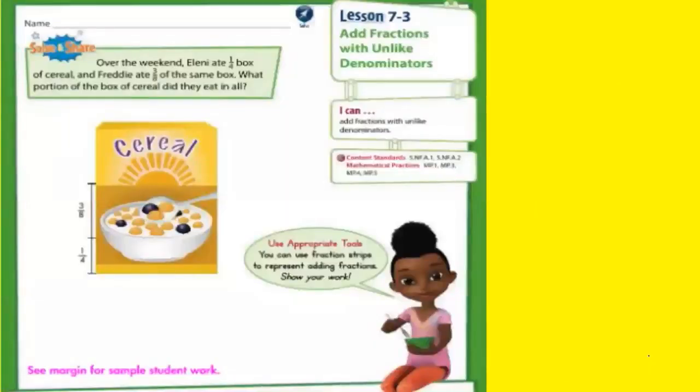Lesson 3, add fractions with unlike denominators. Over the weekend, Elaine ate 1 over 4 of a box of cereal, and Friday ate 3 over 8 of the same box. What portion of the box of cereal did they eat in all? It needs to combine 3 over 8 plus 1 over 4.